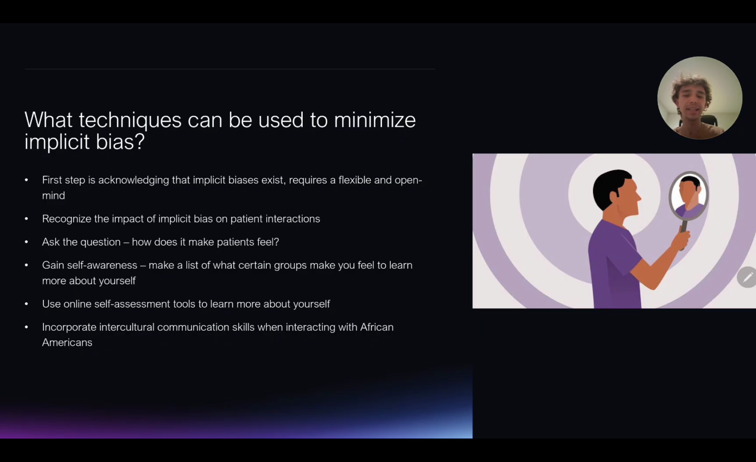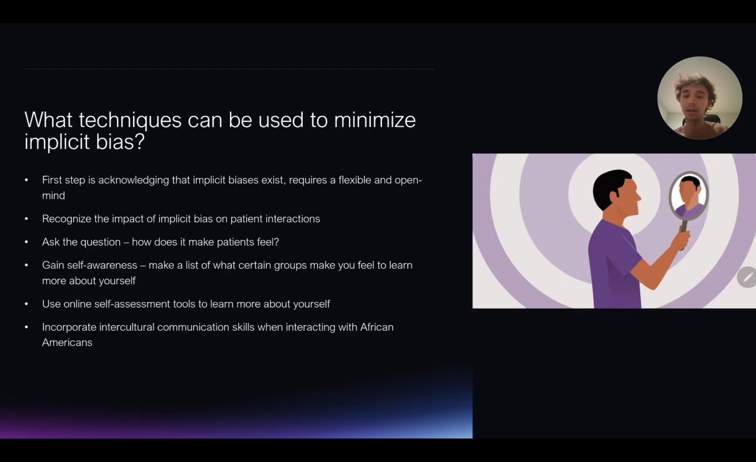So, what specific techniques can be used to minimize implicit bias? What can we do as healthcare providers? Well, as I mentioned before, the first step is acknowledging that those implicit biases exist, and this requires a flexible and open mind. And sometimes this is actually the hardest part for us to recognize, because in our minds, we don't have any implicit biases, we're all great people, and while on the outside that may be true, once again, those are subconscious.